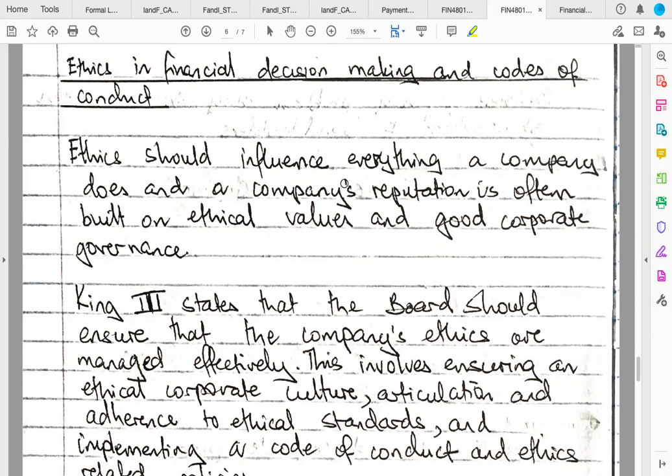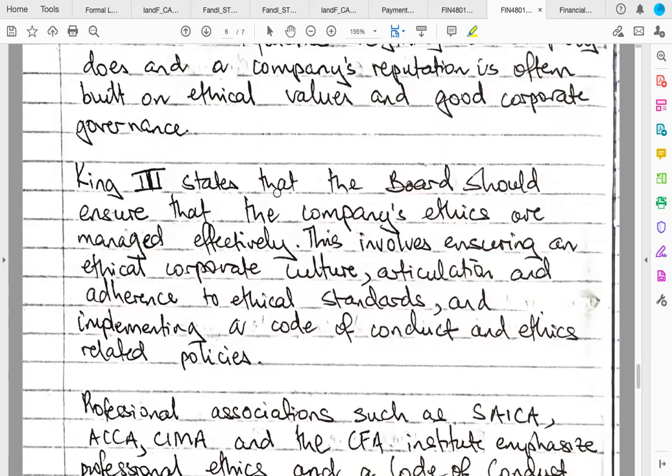So the idea behind King 3 and good corporate governance is that you shouldn't just think of ethics as being an extra expense on the company. Rather, if a company pursues good ethics, it means that the company has a good reputation, and a good reputation should also result in good business. So that's important. King 3 states that the board of directors should ensure that the company's ethics are managed effectively. This involves ensuring an ethical corporate culture, articulation and adherence to ethical standards, and implementing a code of conduct and ethics related policies.